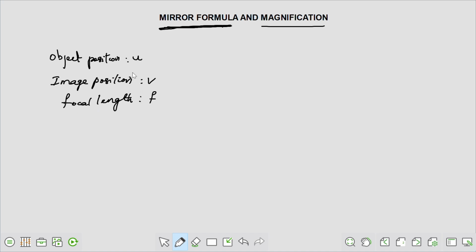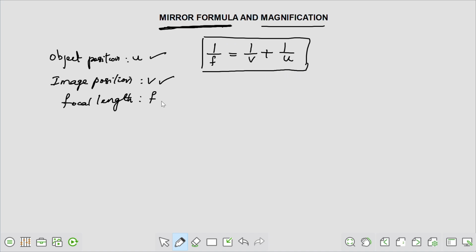Now let's introduce the formula. The formula is 1 by F is equal to 1 by V plus 1 by U. This is the mirror formula. It is a formula connecting object distance, image distance and focal length. We don't have derivation for these formulas. You just have to remember this formula.